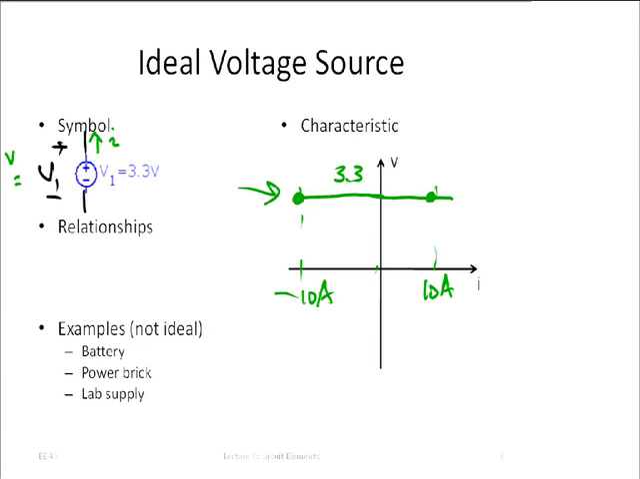Okay? So now we've expressed the relationship of our battery, or ideal voltage source, graphically. We can also write that algebraically. That would be the voltage is equal to V1 and the current is arbitrary. No matter what the current is, the voltage is 3.3 volts. Okay? It's almost like a contract. Now we can actually already start using that.